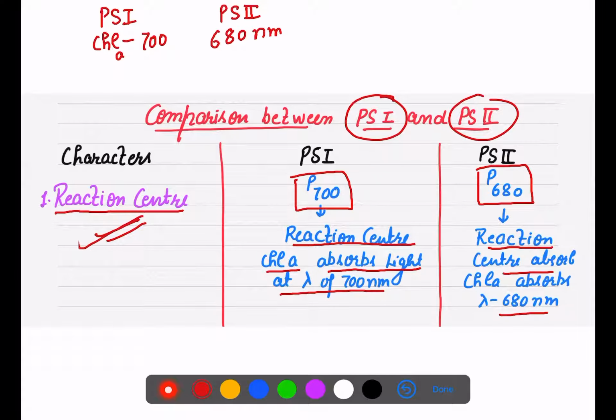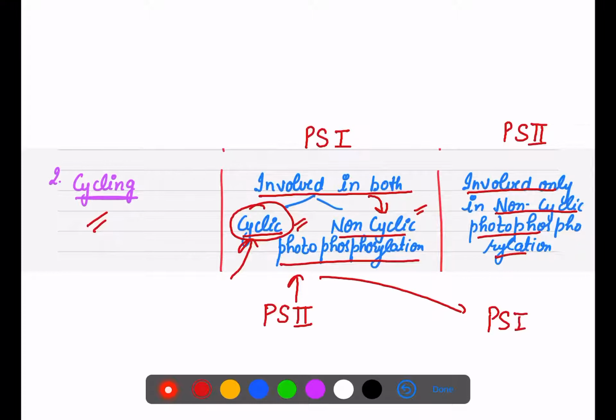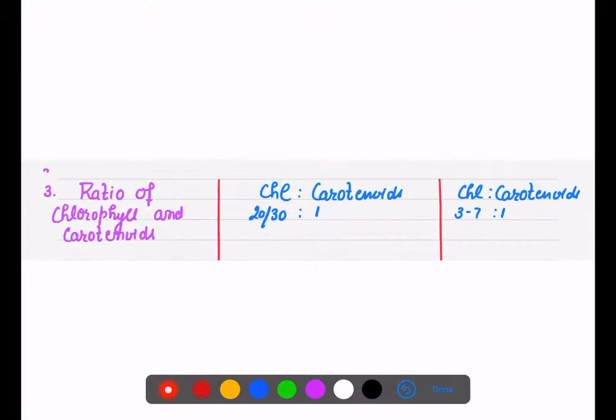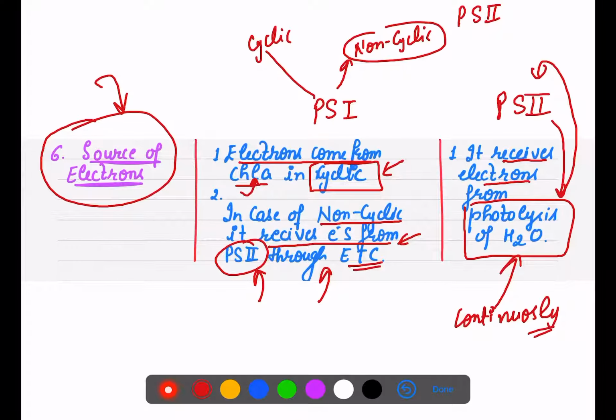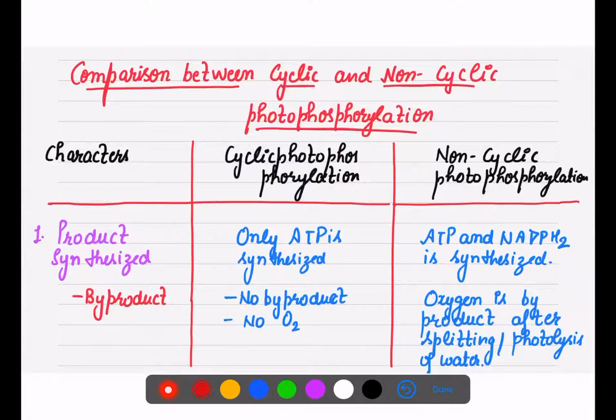You can write down about the reaction center first, then which photosystem plays a role in which cycle, then the ratio, then their location and the source of electrons. That is the complete answer to your 3 marks question. You don't need to write more than that. Even also complete the 5 marks also.